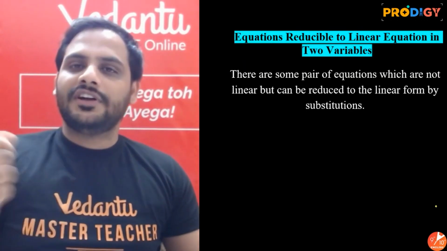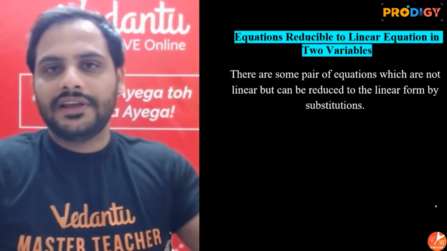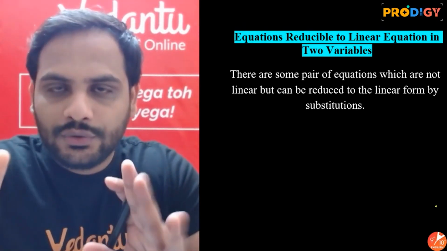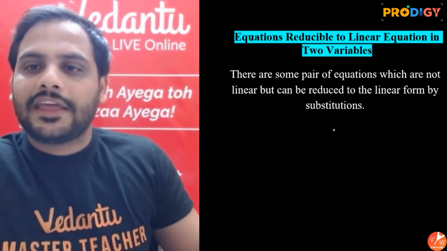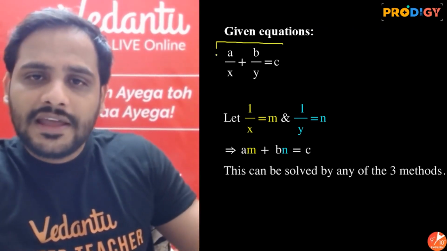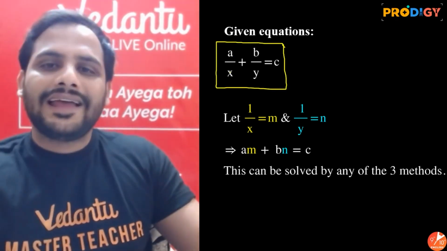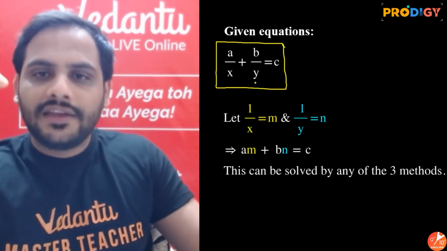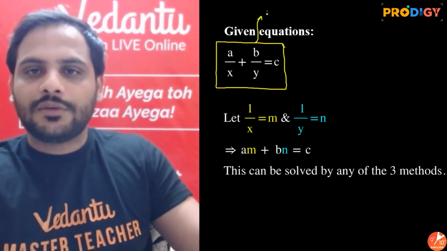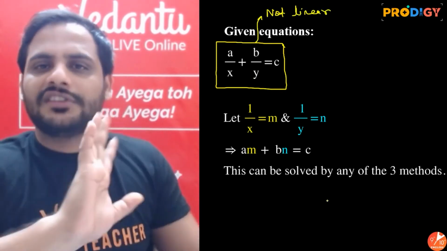So, equations reducible to linear equations in two variables. So what do we say? There are some pairs of equations which are not linear. If you look at those equations, they are not linear, but they can be reduced. For example, if I have a by x plus b by y is equal to c. Now if you see, beta, here x is in the denominator, y is in the denominator, so their power is 1. So I can clearly say, beta, this equation is not linear. Yes or no? This equation is not linear.